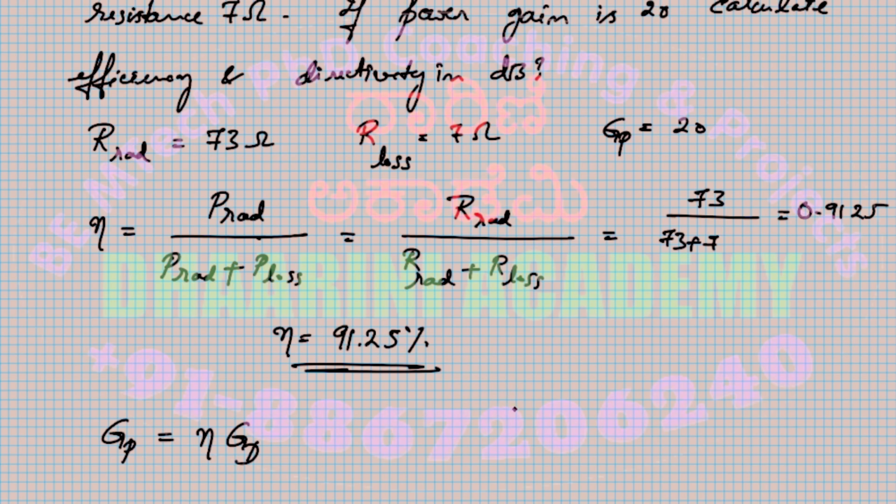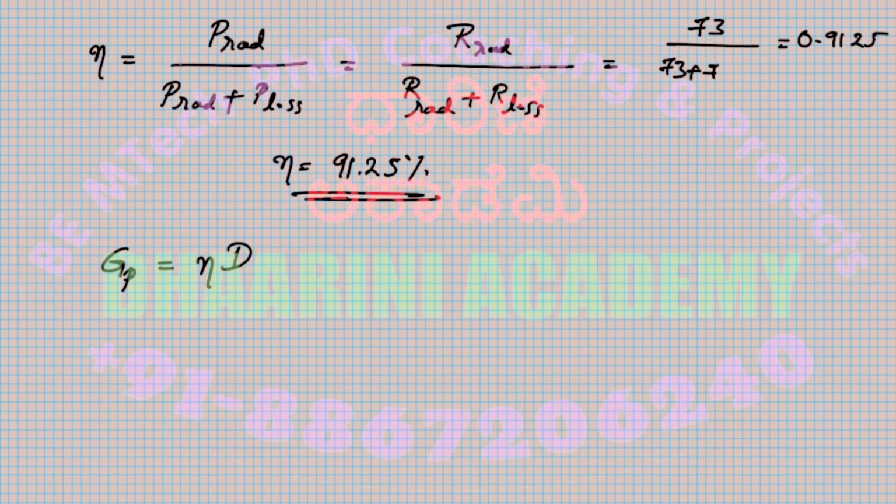GD is the directivity. Or you can simply write D. That's also fine, because some of the books follow GD notation. I'll use D itself so that it becomes easy and I don't have to write what is GD. So this is what is given. Now the question is to find D, the directivity.